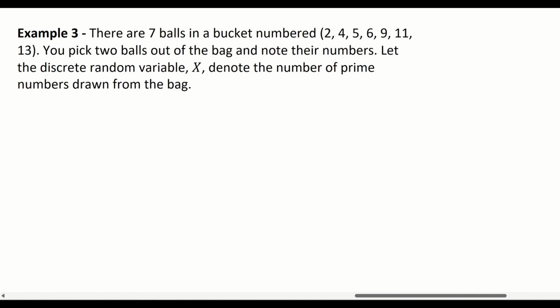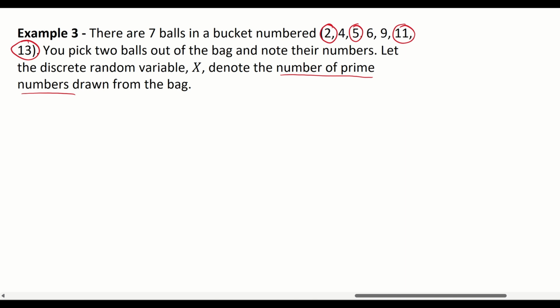So here we've got 7 balls in a bucket numbered 2, 4, 5, 6, 9, 11, and 13. And we pick 2 balls out from the bag and we note their numbers. Notice we're not replacing the balls, and that's going to be really important when it comes to calculating our sample space. Let the discrete random variable x denote the number of prime numbers drawn from the bag. So let's circle our prime numbers. That would be the number 2, the number 5, the number 11, and the number 13. They are all prime numbers.